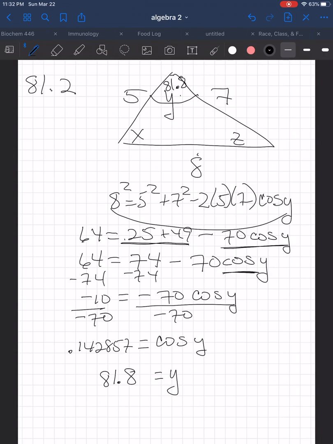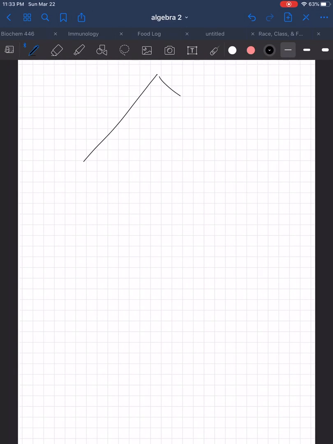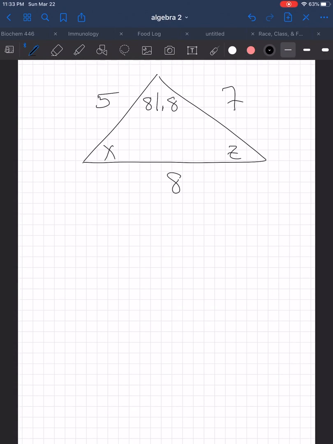So the law of sines, let's see, we've got this triangle. Now we know that that is 81.8. This is 5, 8, 7. This is x and z. It doesn't really matter which one we find because they're both going to be acute angles. If there was an obtuse angle, it would have been this one. It didn't come out obtuse, so we know the other two can't be obtuse either.